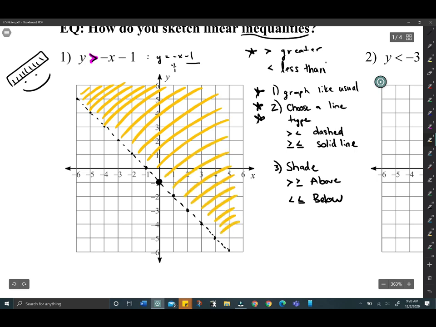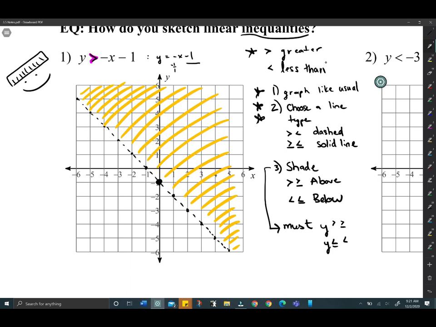When you're deciding to shade, it must look like y is greater than or y is less than or equal to, and so forth. That tells you above or below. And that's it. Once you have the line type, you graph it and you shade it, you're good to go.